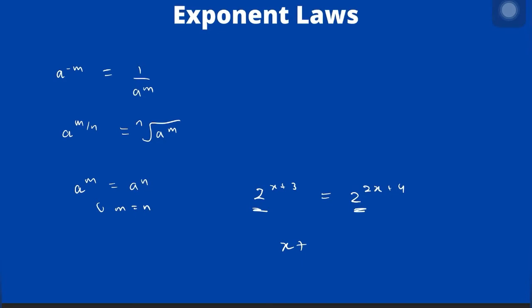So x plus 3 would be equal to 2x plus 4. And now you could just solve this equation algebraically. So you'd get 2x minus x is equal to minus 1.